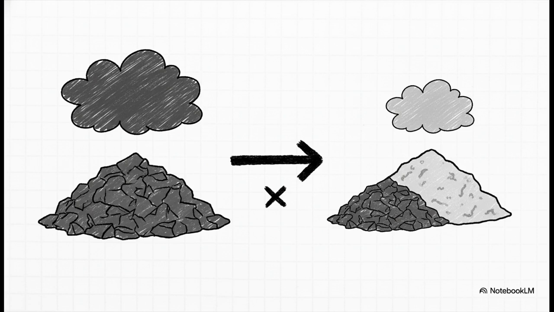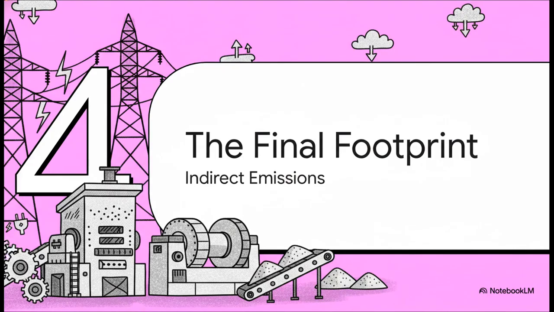We just take our kiln totals and multiply them by 85%. That brings the coal plant number down to 0.78 tons and the natural gas plant number down to 0.68 tons. We are so close to the final number. There's just one last thing we need to account for.